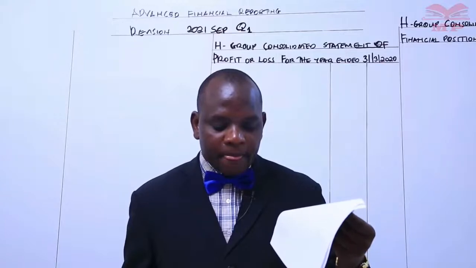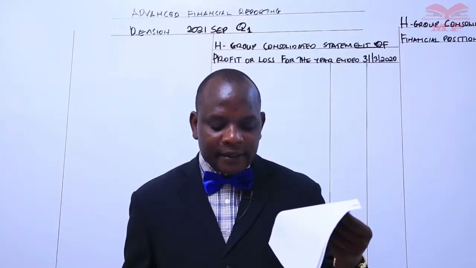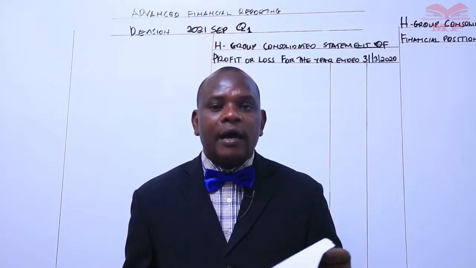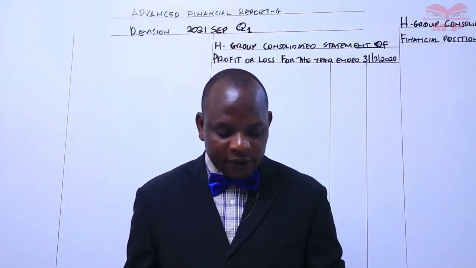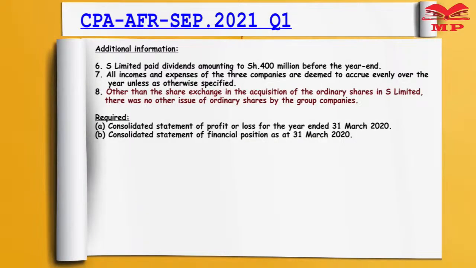So we have to count how many months we have before acquisition and how many months we have after acquisition. Then the last one, other than the share exchange in the acquisition of ordinary shares in S Limited, there was no other issue of ordinary shares by the group companies. That is just information for your knowledge. Now, the required is consolidated statement of profit or loss for the year ended 31st March, that is required A. And then consolidated statement of financial position as of 31st March, that is required B.